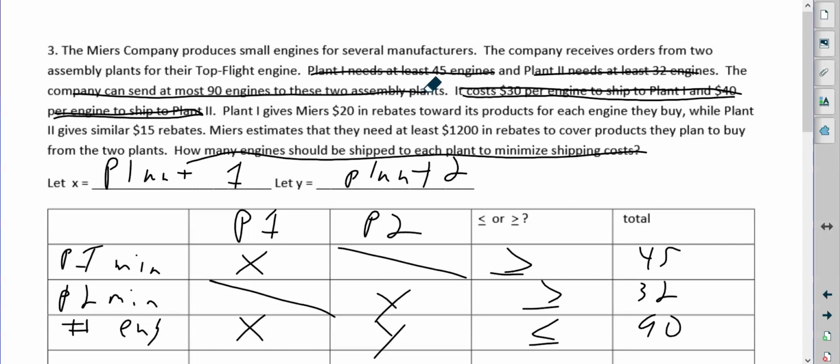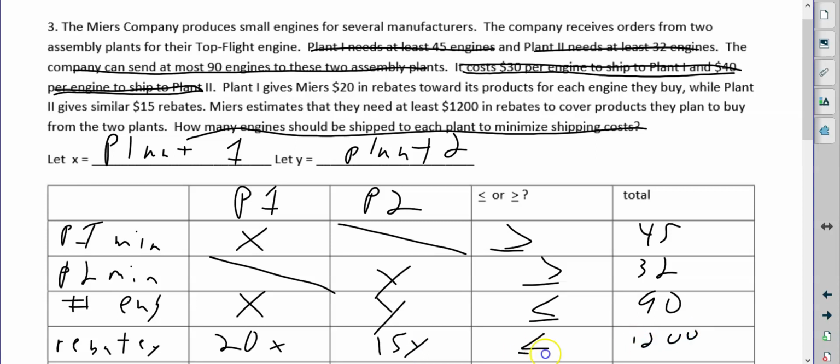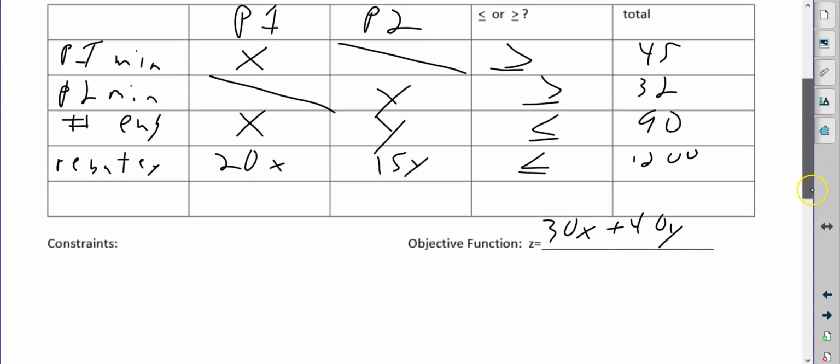Oh, plant 1 gives rebates worth $20, and plant 2 gives 15. Again, you can put the X and Y here if you want. Don't have to. And how much money do they have to do that? $1,200. That's the maximum, so less than or equal. And that's it.